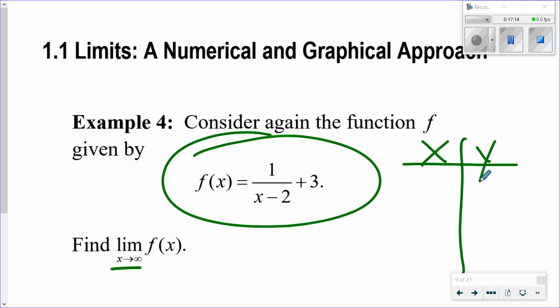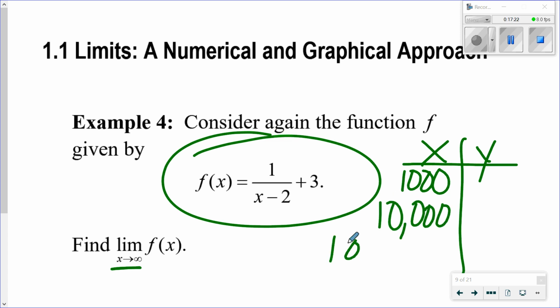So when we do this, we're going to get a table of values, x, y, and just pick some numbers that you think are big. Maybe we start with 100, maybe we start with 1,000, 10,000, 1 million. And you just keep picking numbers until you see a pattern emerging. So let's go ahead and put those values in for x. So I have 1,000, and I get 3.001.